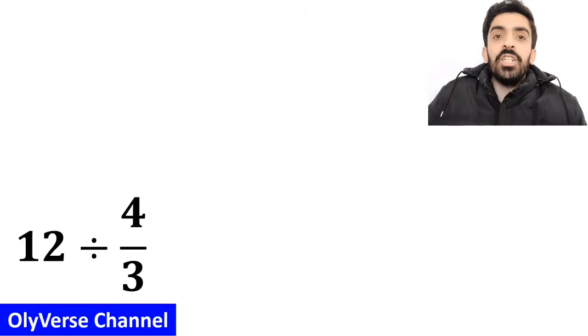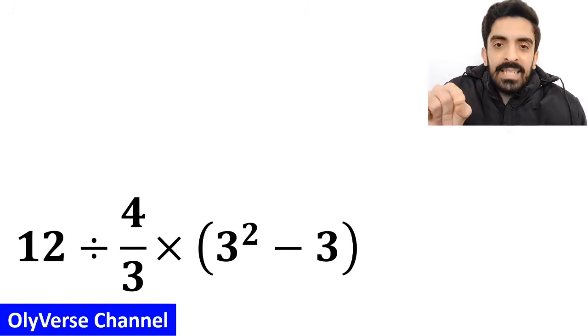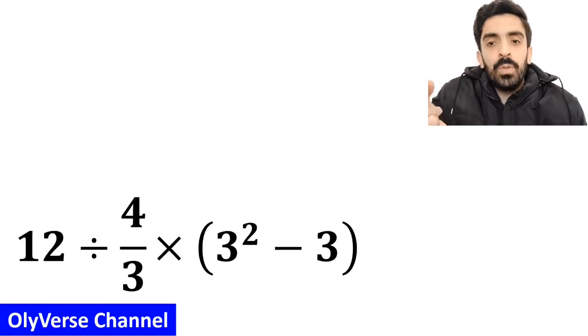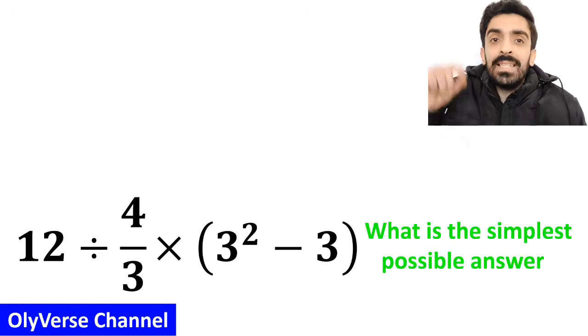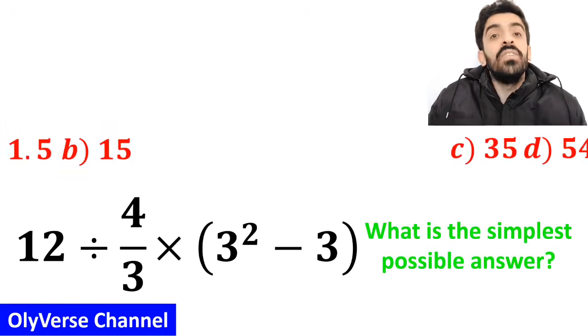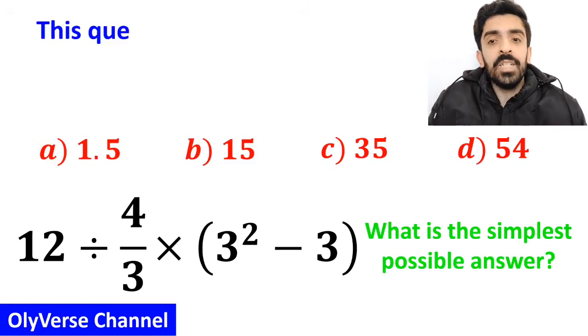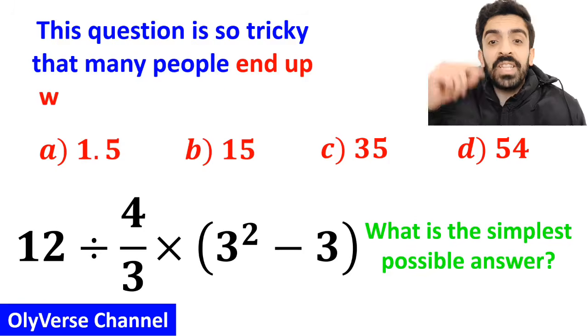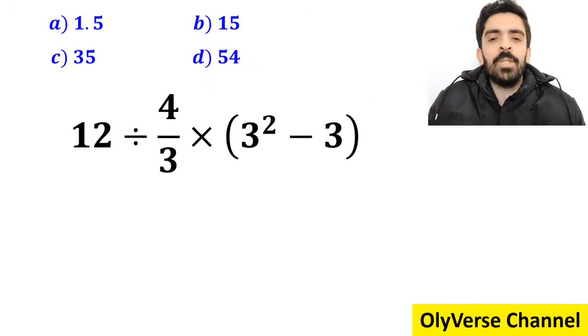If we have the expression 12 divided by 4 over 3 multiplied by (3 to the power of 2 minus 3), then what is the simplest possible answer for this expression? Which option do you think is the correct answer to this question? This expression is so tricky that many people end up with the wrong answer. Let's dive in and break it down step by step together.